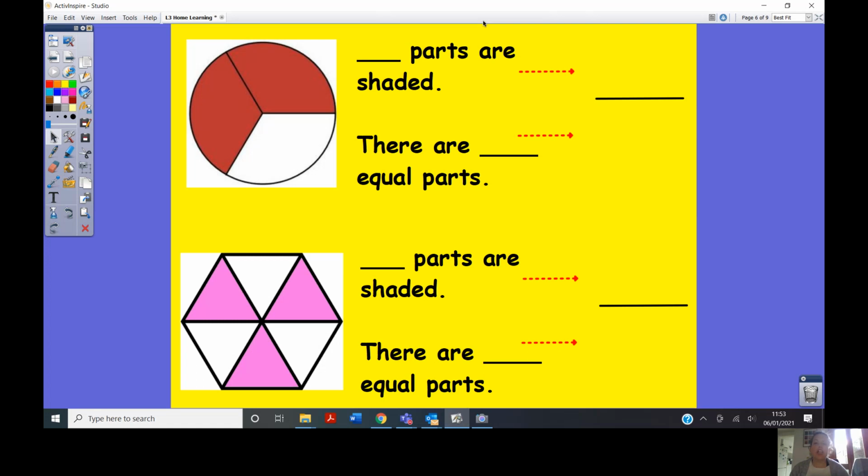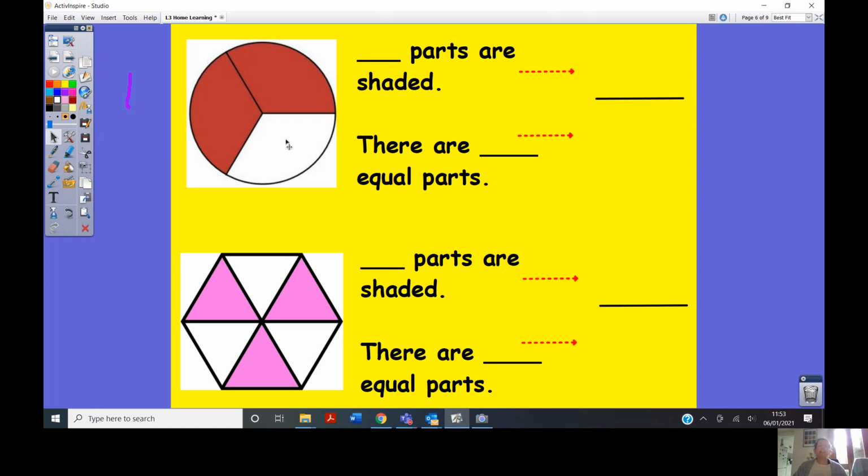Now we're going to have a quick look at non-unit fractions. A unit fraction is when our numerator is always the number 1. We did look at some non-unit fractions yesterday, so this should be fairly straightforward for us. Looking at this shape here, this circle.